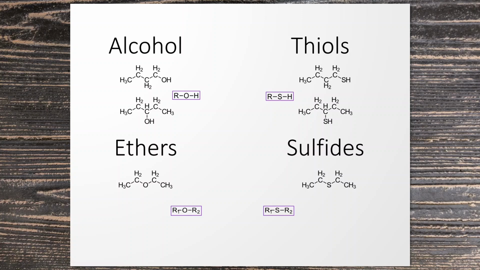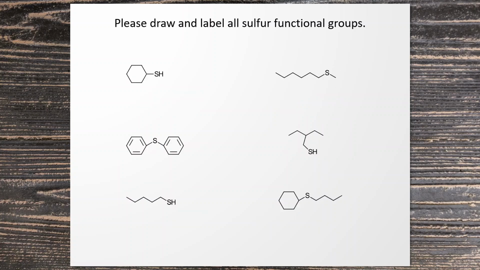Now let's do another quiz. So please draw and label all the sulfur functional groups. If you've got another piece of paper, this is a good practice for you. Don't forget to pause the video as the answers are soon to follow here. 3, 2, 1.